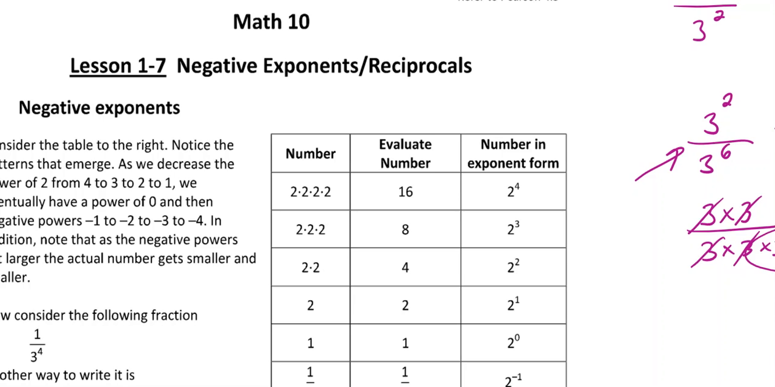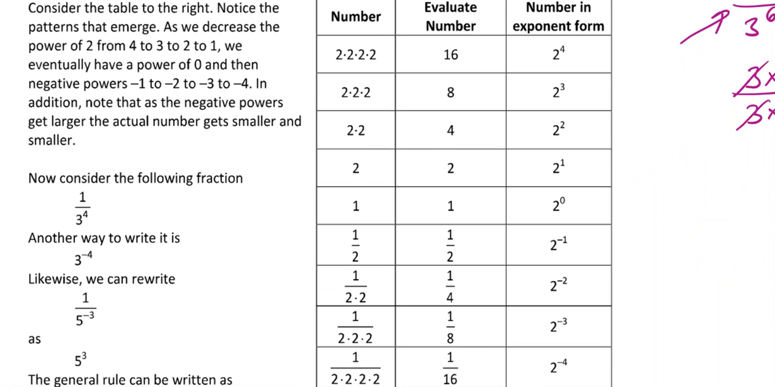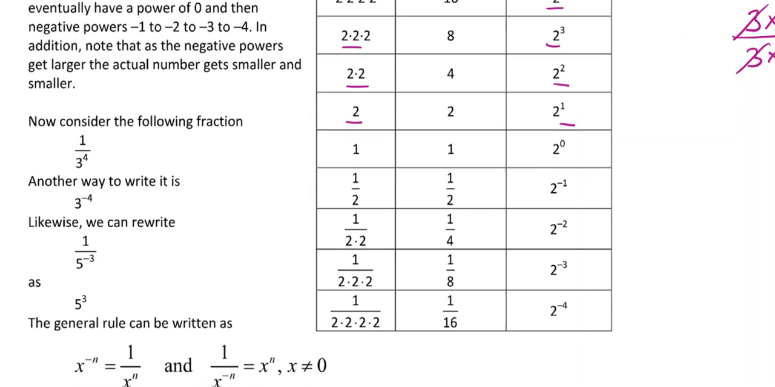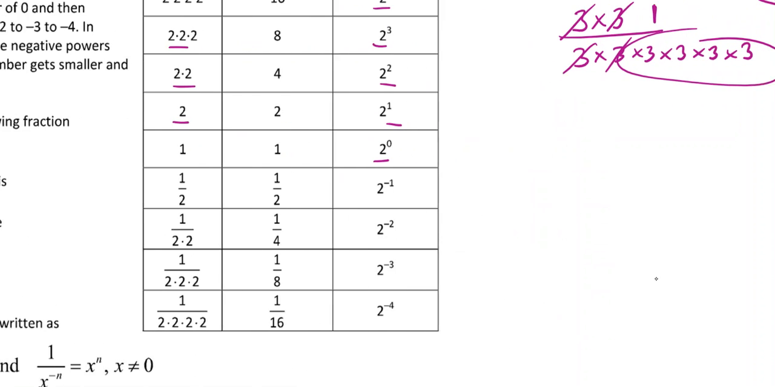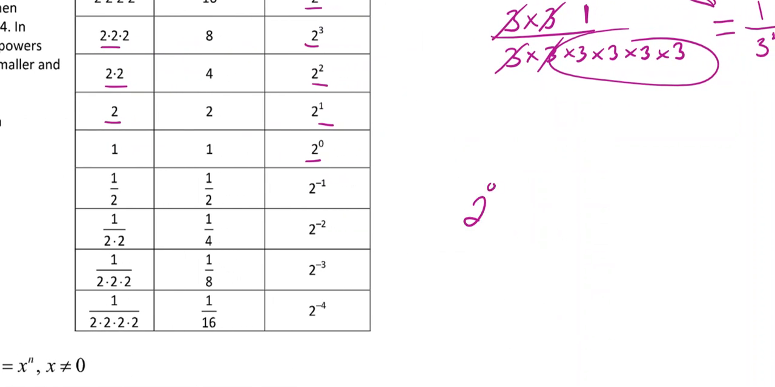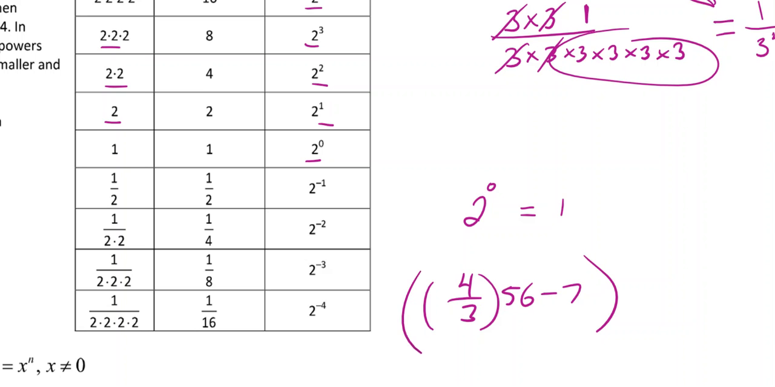So this is another way of saying the same thing. If you've got 2 times 2 times 2 times 2, that's 2 to the power of 4. And then 2 times 2 times 2, power of 3, power of 2, power of 1. And then 2 to the power of 0. Do you guys remember anything to the power of 0? That's one to remember here, too. 2 to the power of 0 is 1. So what is 4 divided by 3 times 56 minus 7, all to the power of 0? 1, right? Anything to the power of 0 is 1.